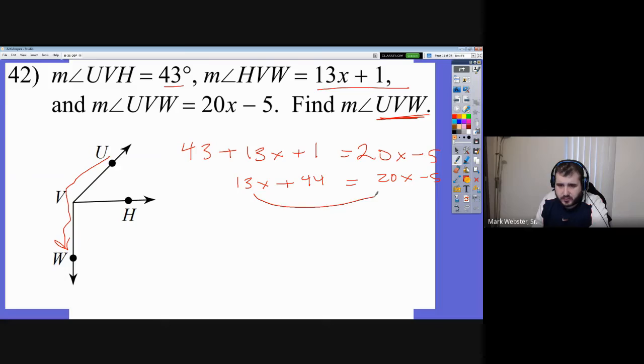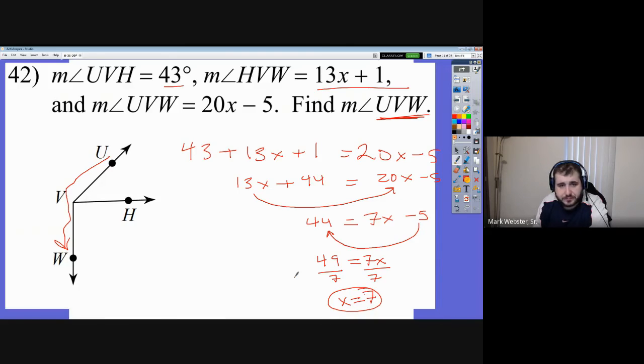And then we're going to solve just the same way we have been. Subtract the 13x over to the other side. 20 minus 13, well, that's 7. Add the 5 over to the other side. 44 plus 5, 49. Divide both sides by 7. We get x equals 7. So now I'm trying to find UVW as my final answer, not x. x is not my final answer. It is an intermediary step.